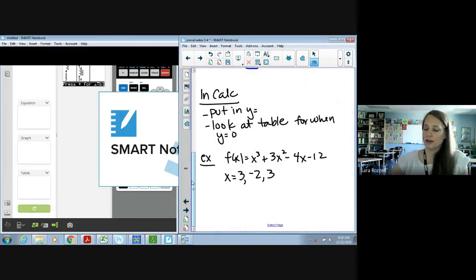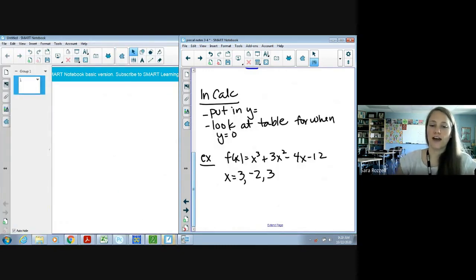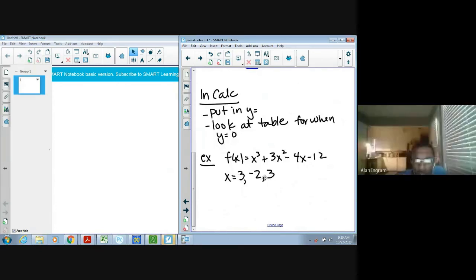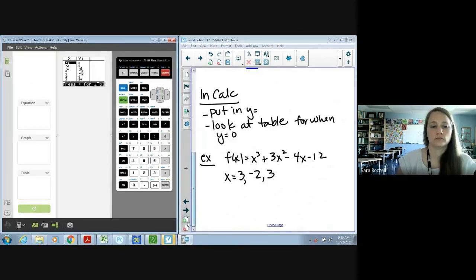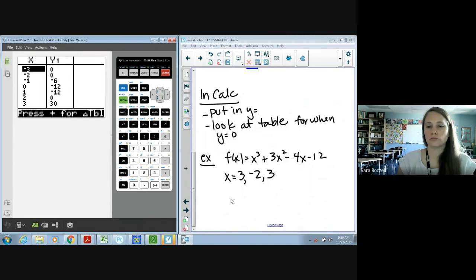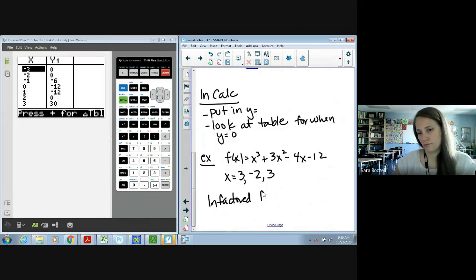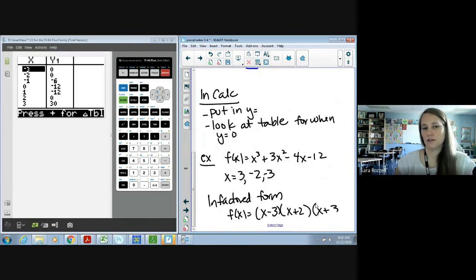But if we know what our roots are, it's really easy for us to write this into factors. We've got 3 zeros. So how many sets of parentheses would we need? Does that say f of x? Yeah. It really looks like f of scribble, but you know. So we're going to write it into 3 factors. They give us our zeros and we write it. So in factored form, it's going to be x minus 3, right? x plus 2 and x plus 3.